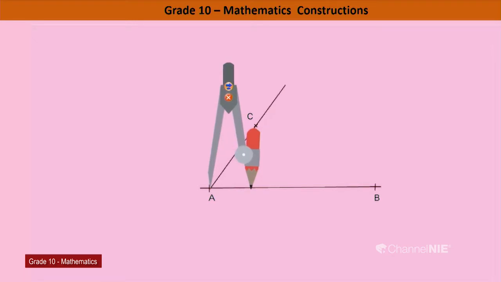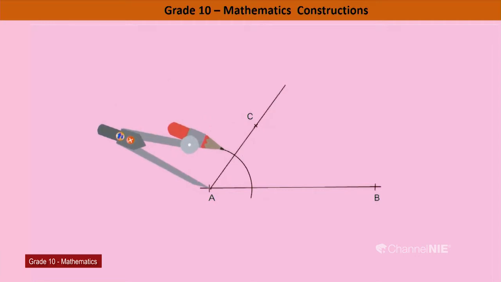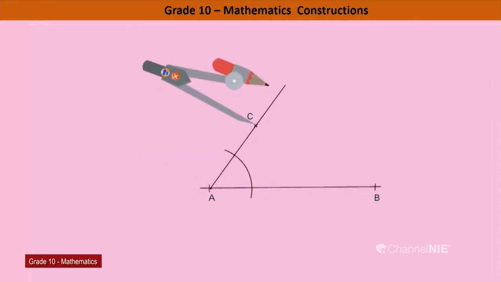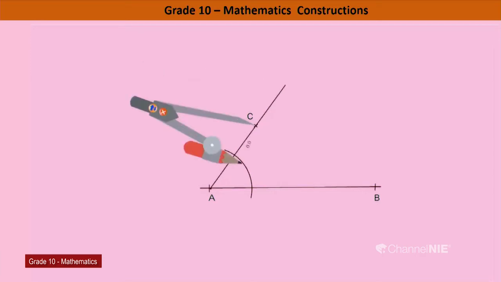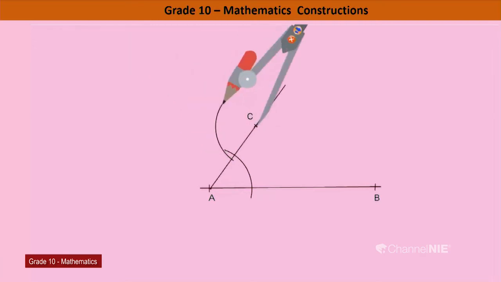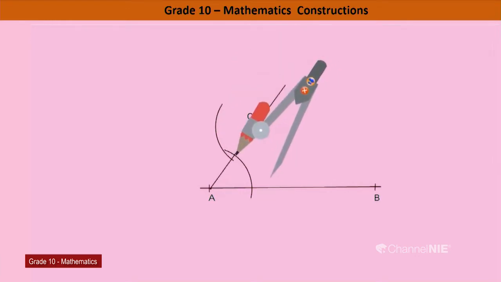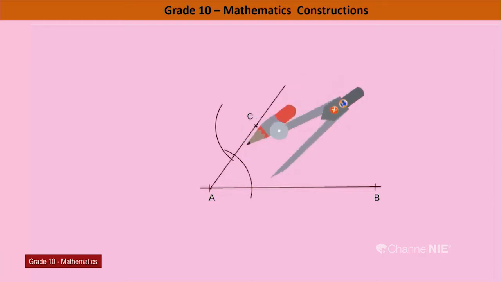Just as earlier, keep the steel point on A, take that place as center, draw an arc. Don't change the radius, keep the steel point on C. Take the C as center, draw an arc. We have taken the same radius. Let's copy that angle. Let's copy BAC on C.